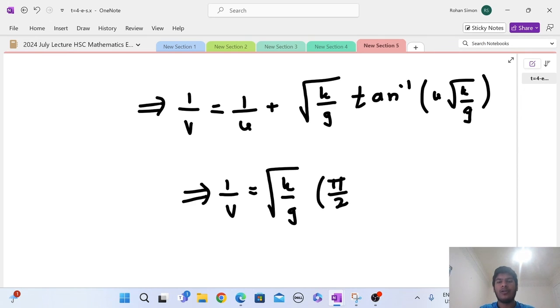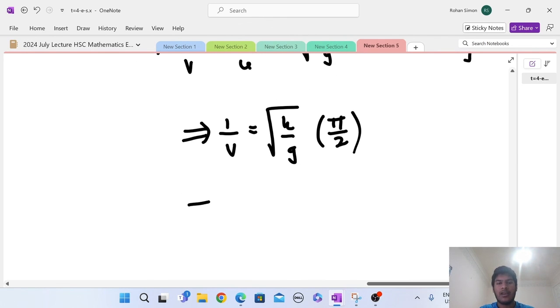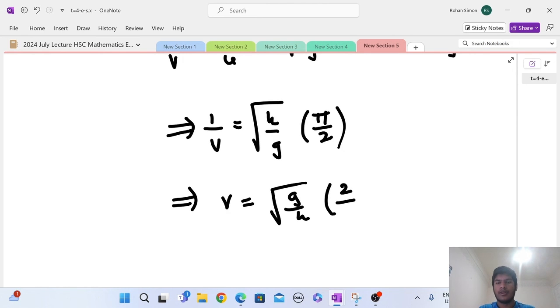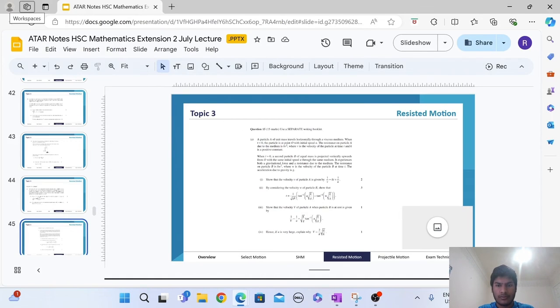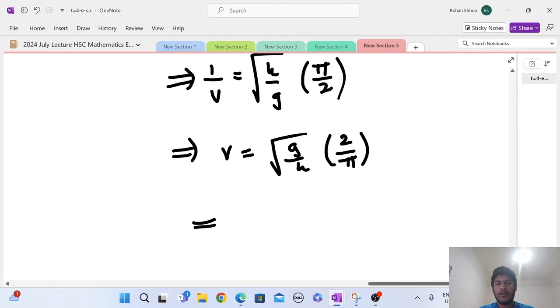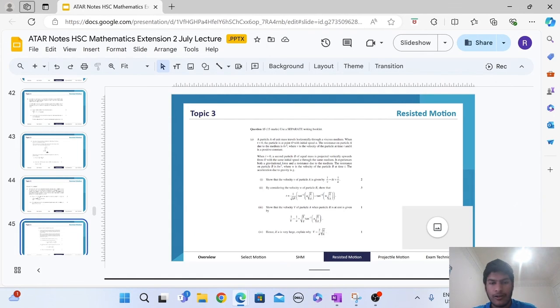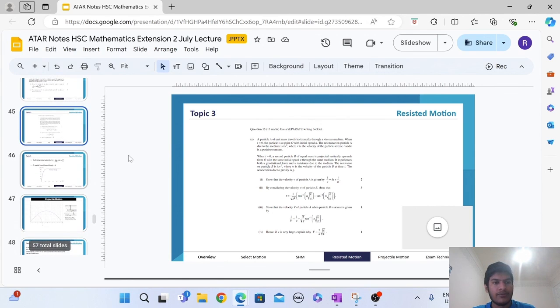And if you're ever in doubt, have a look at the tan inverse function graph, and you'll see that as x goes to infinity, positive infinity approaches pi on 2, negative infinity approaches negative pi on 2. And so taking the reciprocal, we get v equals square root of g on k times 2 over pi. Or the way that they wanted it was written in this form. You shouldn't be too concerned about which order you write it, but it's better to write it the way they're looking for.